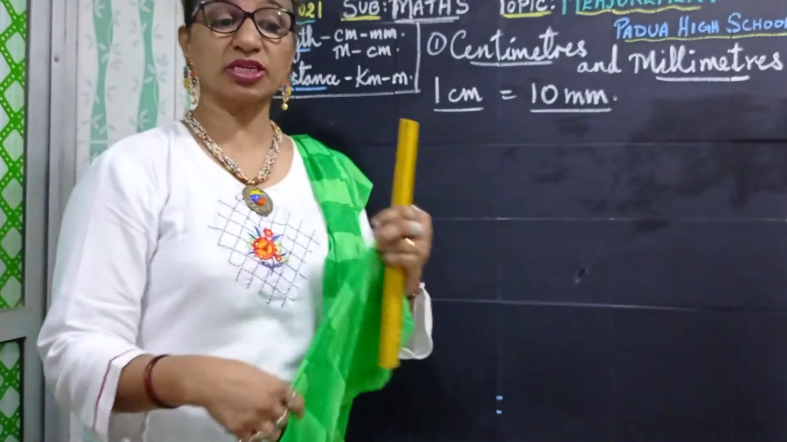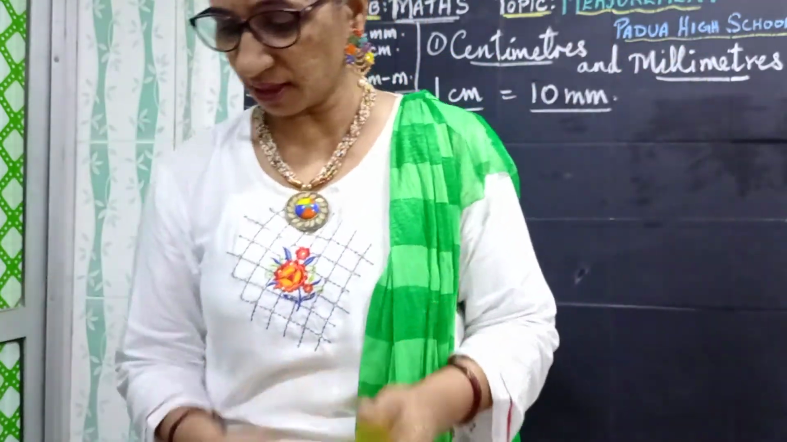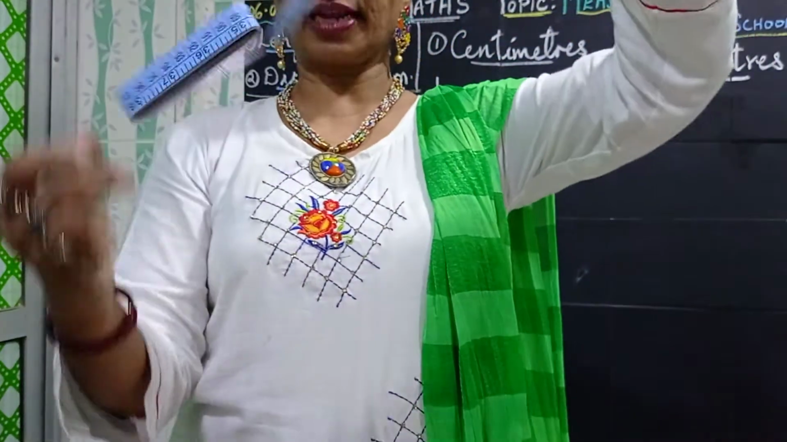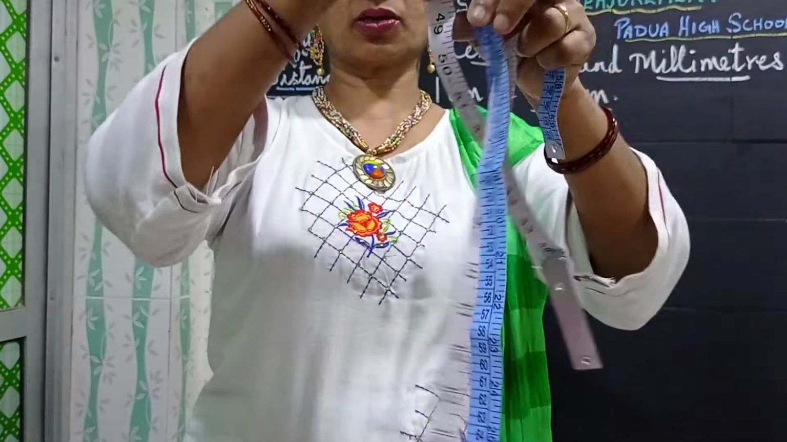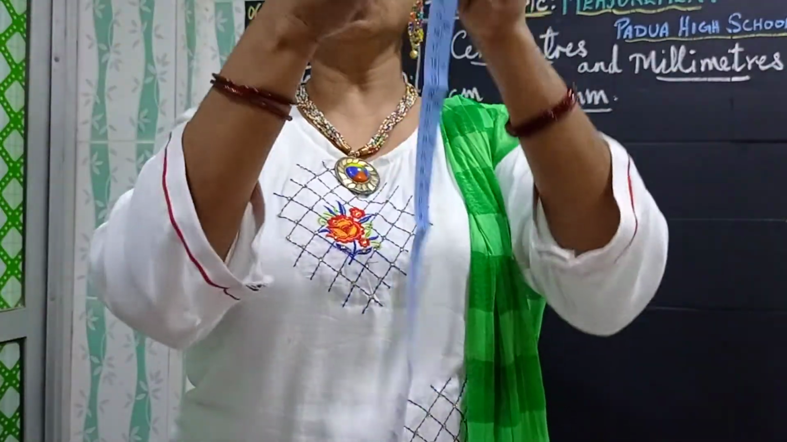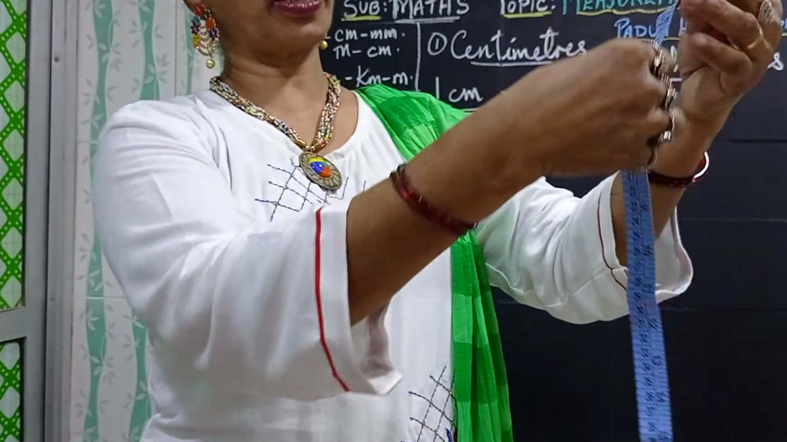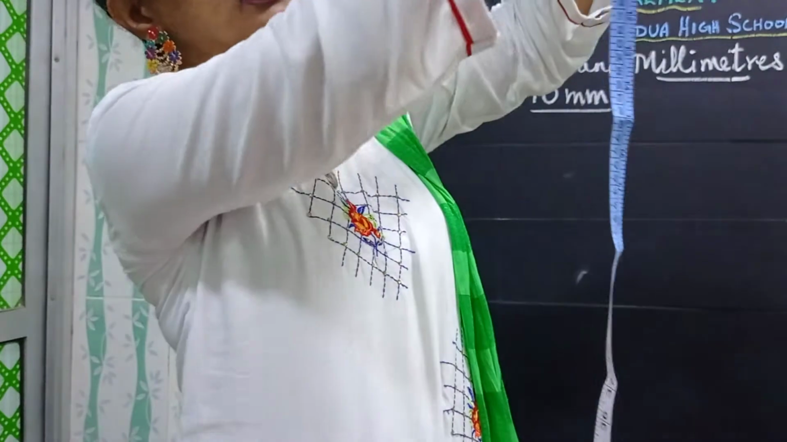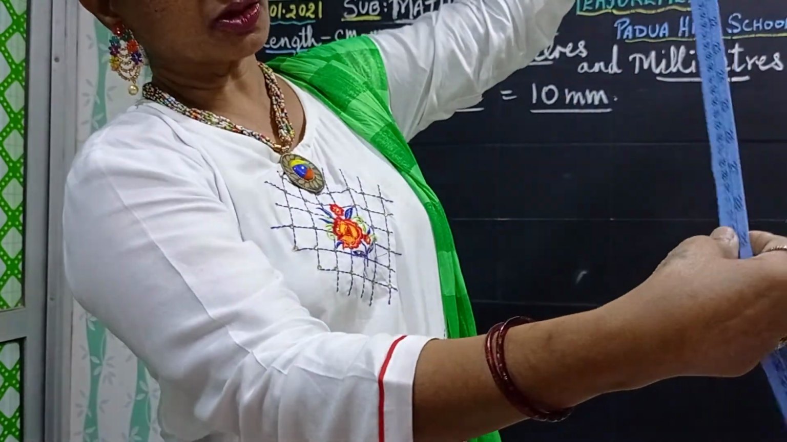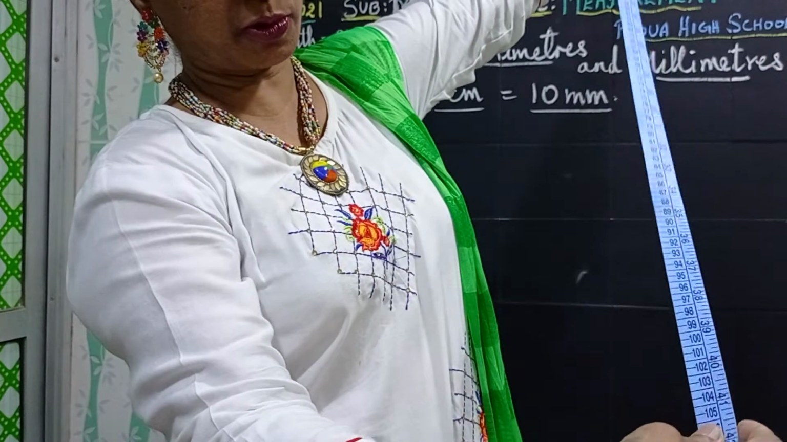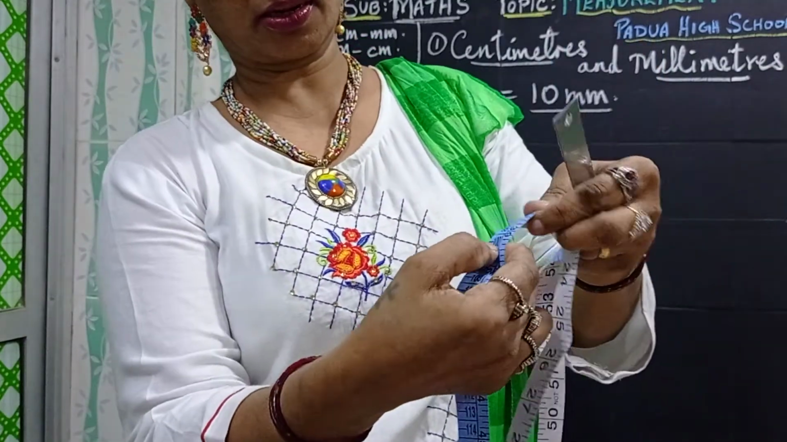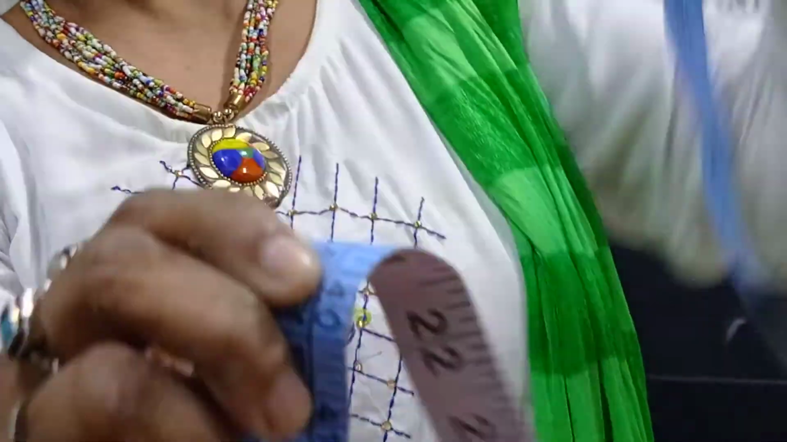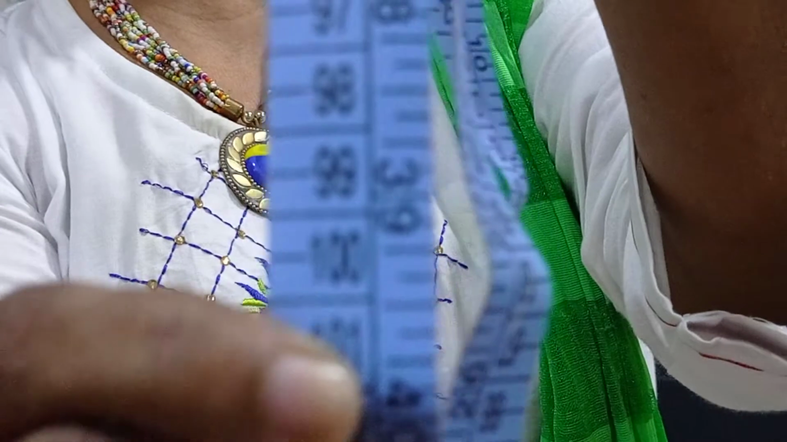Now suppose I want to measure a cloth. Then I will not be able to measure with a ruler. So what will I use for that? I will use this measuring tape. Can you see this, children? So this is a measuring tape that I will use. Now on this measuring tape you will see 1 2 3 4, these are all the centimeters. And when you reach 100, can you see this? This is 100. Can you see this 100 number here?